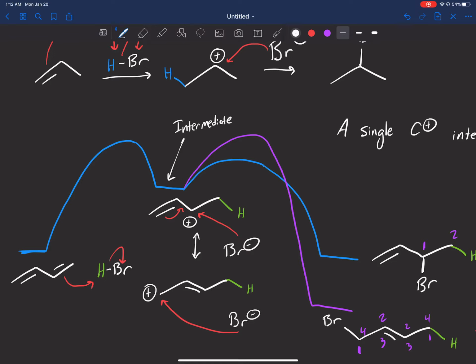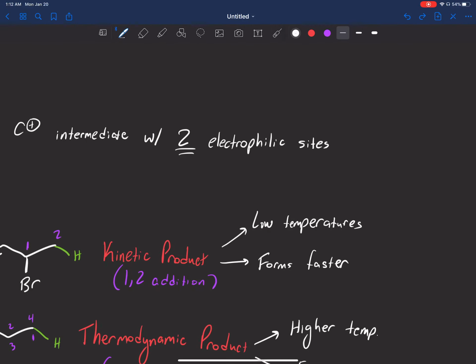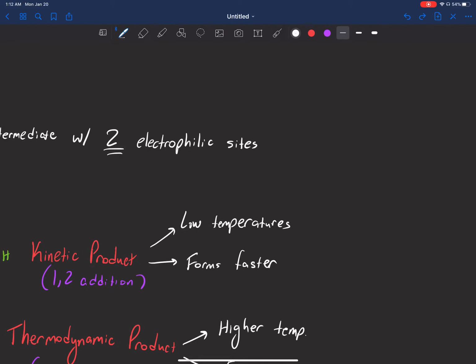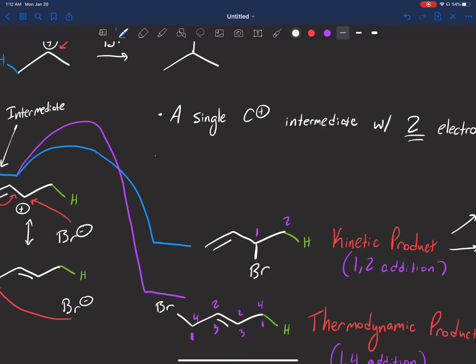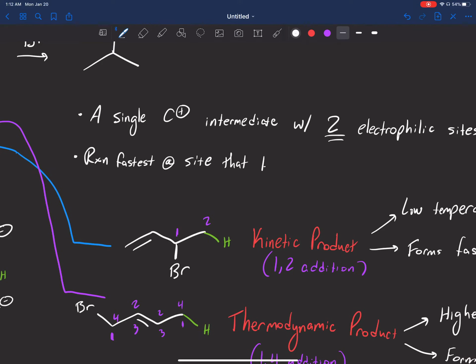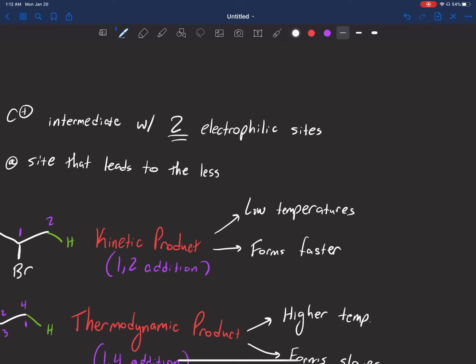And you see that there is still only one line. It hasn't split off into this blue and purple yet. So there's one intermediate with two electrophilic sites. And the reaction is fastest at the site that leads to the less stable product, which is also called the kinetic product.